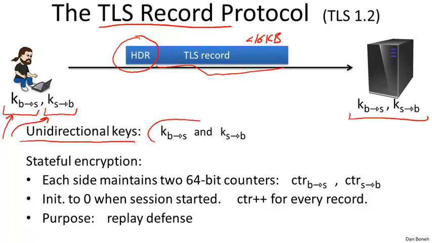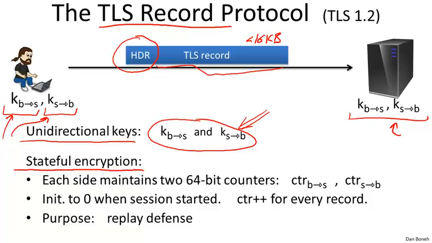Now both of these keys are actually generated by the TLS key exchange protocol, which we're going to talk about in the second part of the course. Right now, I'm going to assume that these keys have already been established. They're known to both the server and the browser, and now the browser and server want to exchange information using those keys. So the TLS record protocol uses what's called stateful encryption, which means that the encryption of every packet is done using a certain state that's maintained inside of the browser and the server.